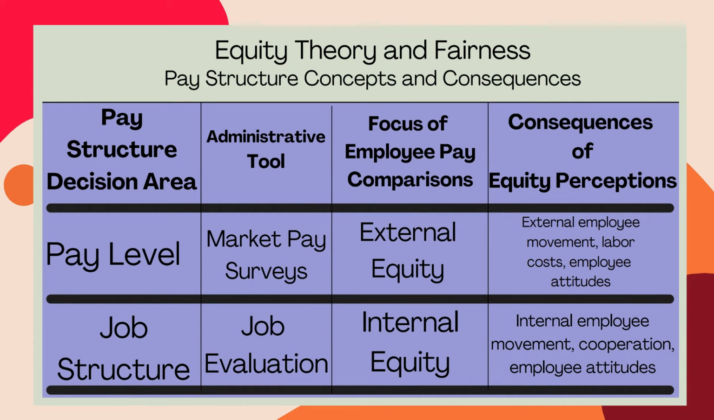So we are now on equity theory and fairness. Why do employee perceptions about fairness matter? The core of equity theory says that individuals judge the fairness of their treatment based on how others like them are treated. Employees make social comparisons to others who are similarly situated in the organization.